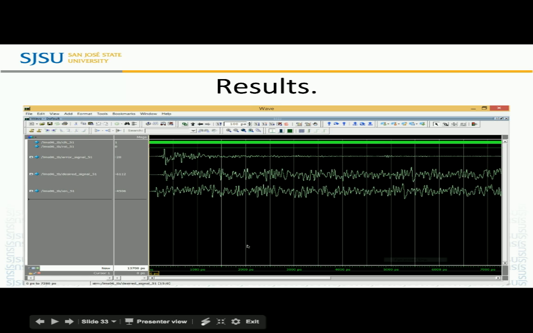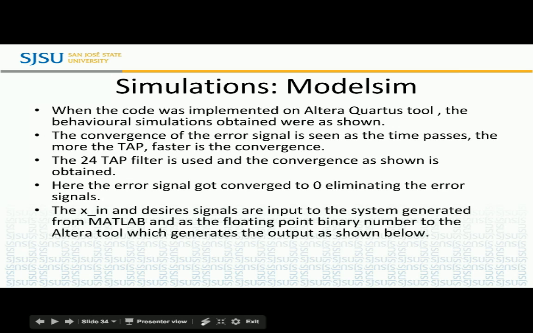As you can see, the first signal is the clock, the second is reset, the third is the error signal. As we obtained in MATLAB in functional verification, it is almost the same. The error signal gets converged slowly to 0, and it is not getting completely 0. There are errors coming always, but it is almost getting to 0. The figures below are of the desired signal and the input signal. So this is just the information about my simulation results, how the inputs are given, and how the error signals got converged for the 24-tap filter.